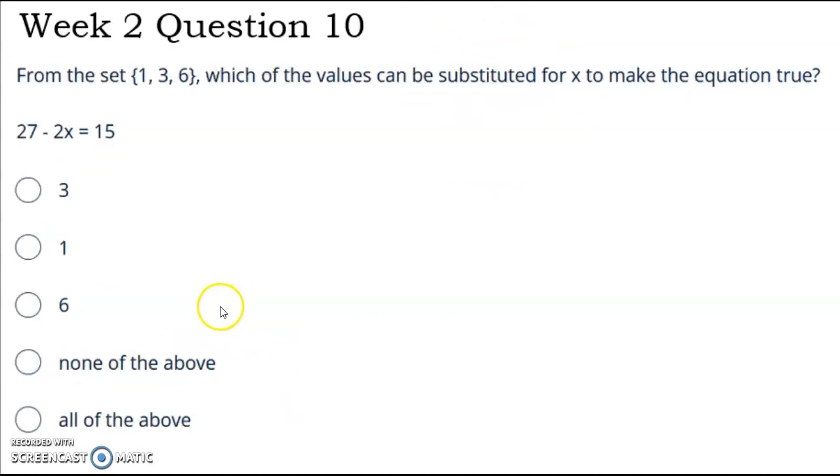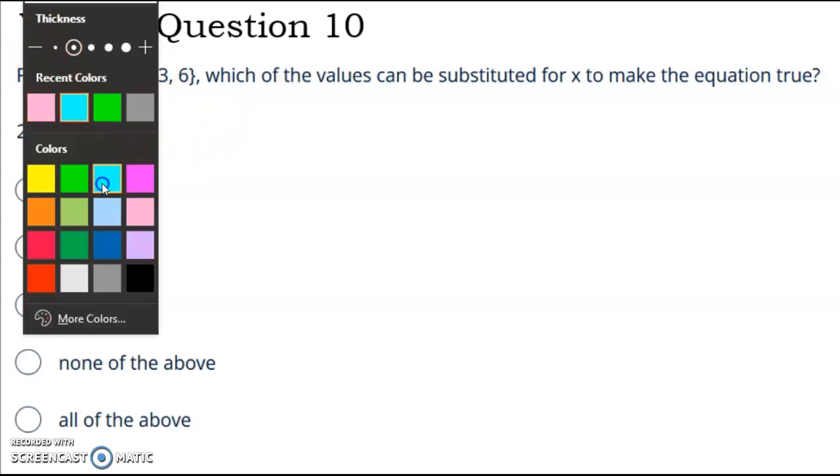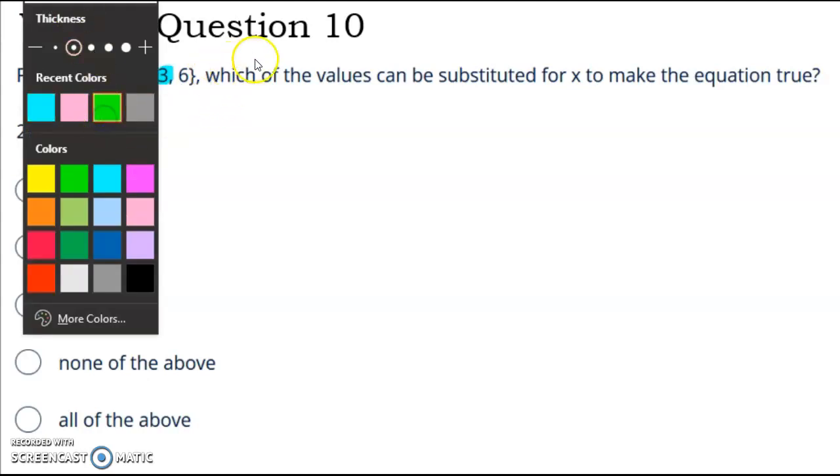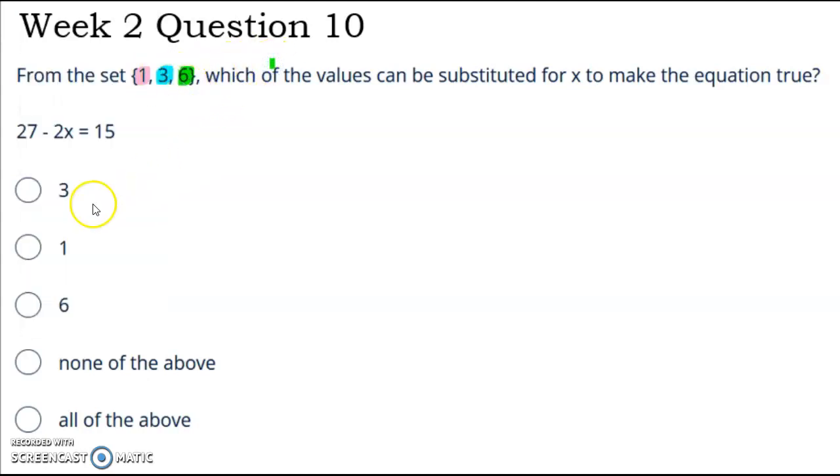Okay, number 10. We have this set of numbers. Which of these values can be substituted for x to make the equation true? What that means is I am going to plug each one of these numbers into the equation, in place of this x right here, to see which one works.